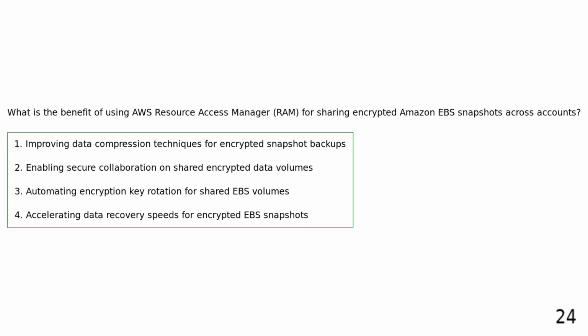What is the benefit of using AWS Resource Access Manager for sharing encrypted Amazon EBS snapshots across accounts? Improving data compression techniques for encrypted snapshot backups. Enabling secure collaboration on shared encrypted data volumes. Automating encryption key rotation for shared EBS volumes. Accelerating data recovery speeds for encrypted EBS snapshots.